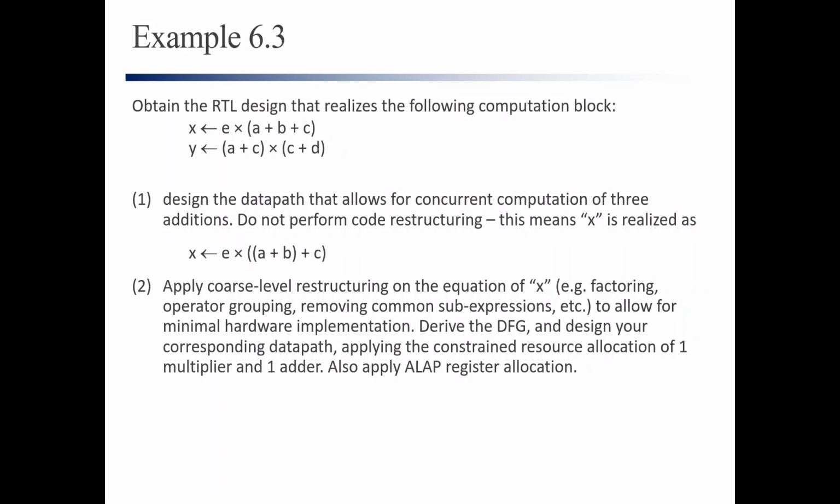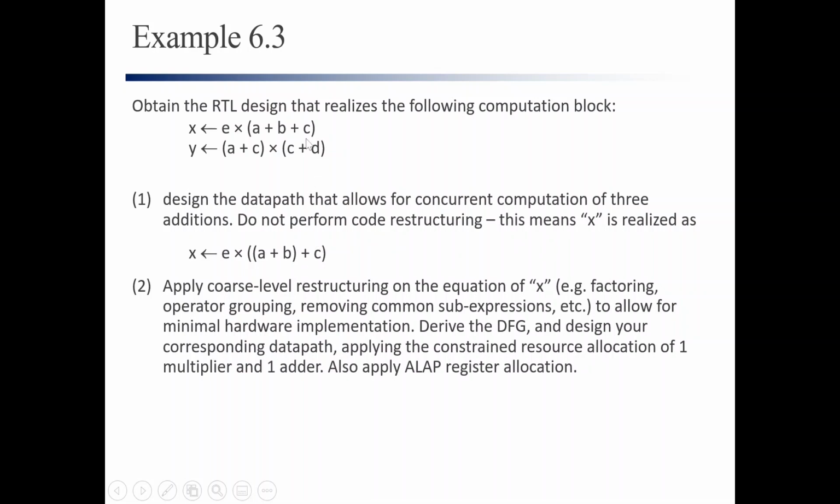Okay, so remember, if we want to create the design, that means we need to create the data path and also the controller unit for the design. What we need to do is, let's look at this. Design the data paths that allow for concurrent computation of three additions. Do not perform code restructuring. This means x is realized as this.